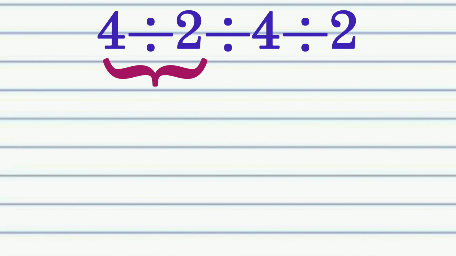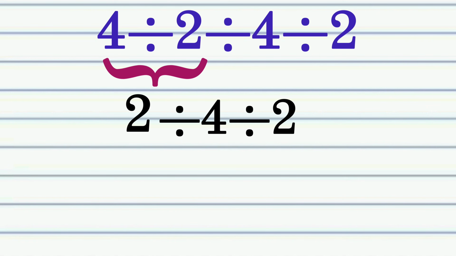4 divided by 2 equals 2. So 2 divided by 4, then divided by 2. Now first we have to do this division. 2 divided by 4 can be written as 2 over 4, then divided by 2.